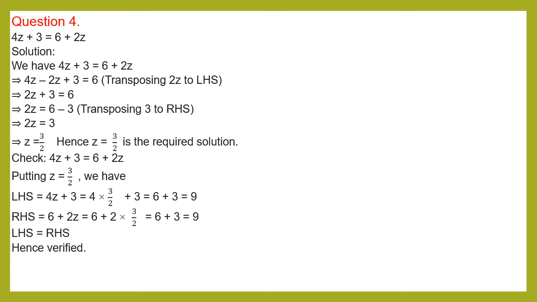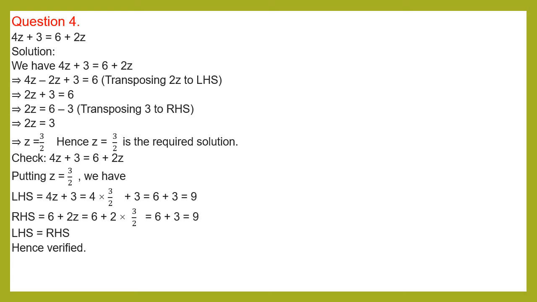Let us check. 4z plus 3 equals 6 plus 2z, with z equals 3 by 2. Let us take the LHS, 4z plus 3, which is equal to 4 into 3 by 2 plus 3. 4 into z value, which is 3 by 2. 4 into 3 by 2 plus 3 equals 6 plus 3, which is equal to 9. That means the 2s get cancelled, children. 2 ones are 2, 2 twos are cancelled. 2 threes are 6, it becomes.